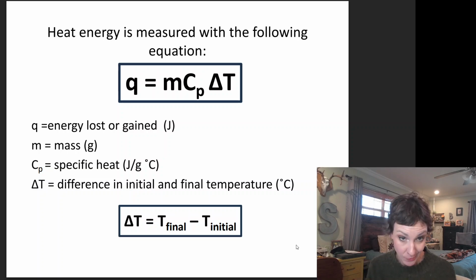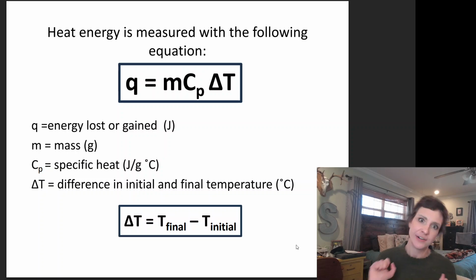Regardless, you'll always get the equation from me so you don't have to have it memorized, but if you hear me say Q equals MCAT, I'm just talking about this heat equation. So what do all these letters of the alphabet mean?